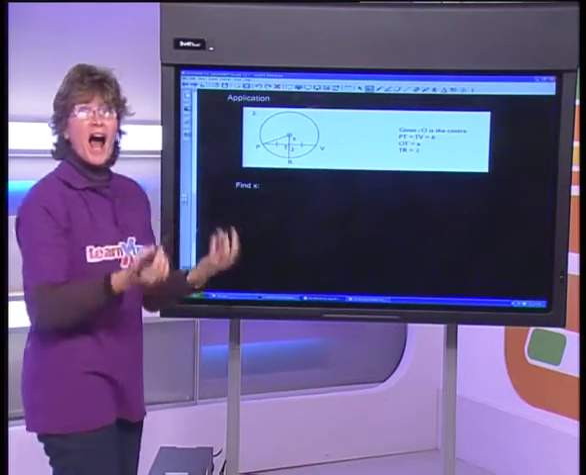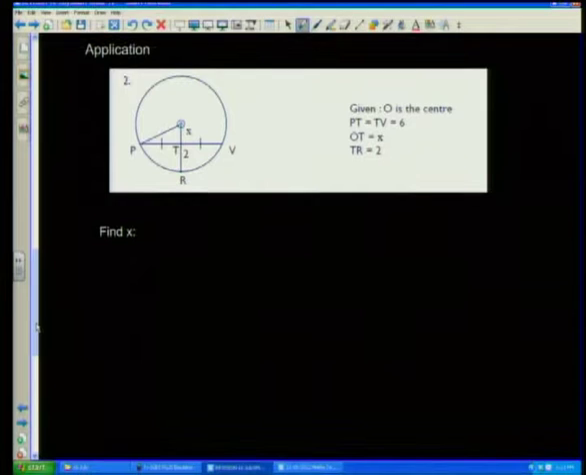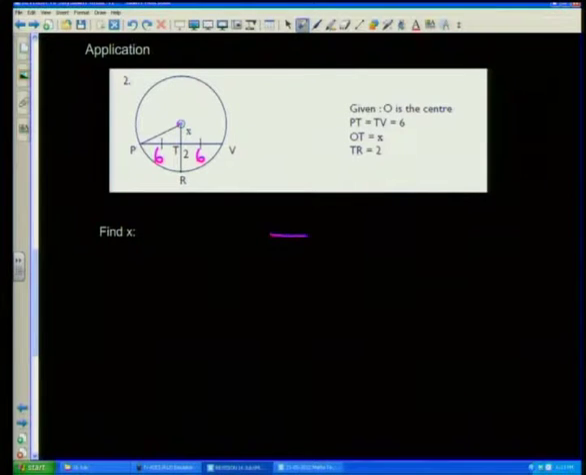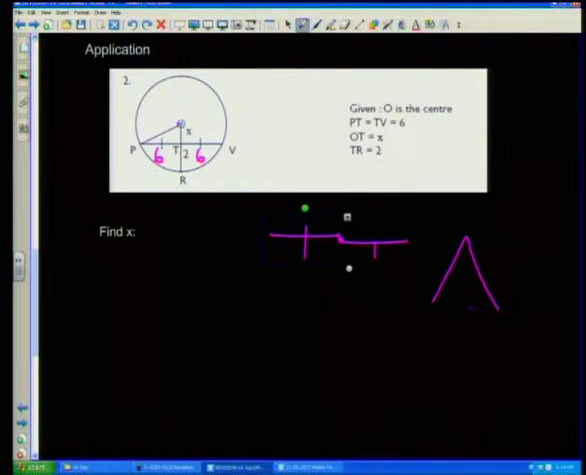Okay, so how does this get applied? Well, let's have a look at the picture. It tells me that O is the center of the circle. PT, from P to T, is equal to TV, and those are both 6. So I'm going to fill that in as a 6, and I'm going to fill that in as a 6. Please notice that the way that we indicate that two sides are equal is with equal bars on them. Even in a triangle, if I made that and that, I would be indicating that those two sides are equal to each other.